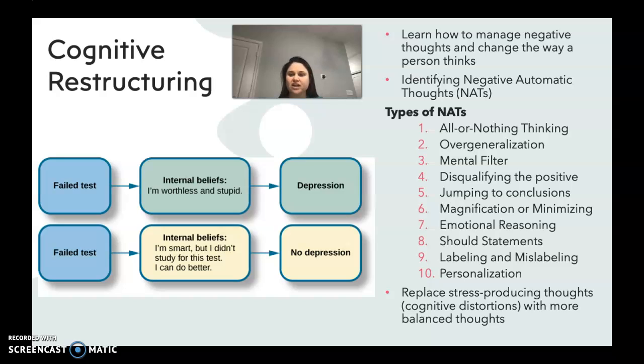And so we call these negative automatic thoughts. Changing our negative automatic thought, which is something that we just think instantaneously, can help change our emotions and our behaviors. And these are a list of different types of negative automatic thoughts that a student might encounter, for instance, all or nothing thinking, or jumping to conclusions. Trying to remap these types of negative automatic thoughts can help a child and adolescent be more successful in the future.